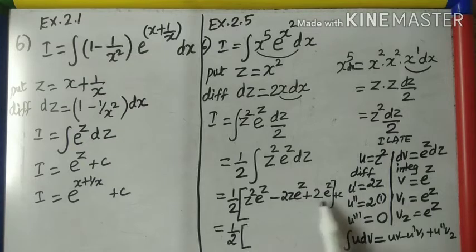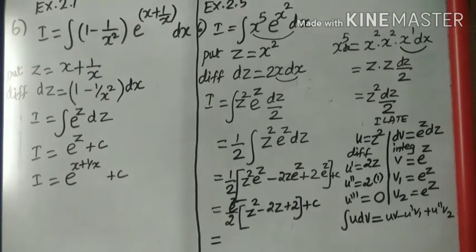In all the terms, e power z is common. Take it out. What is inside? z square minus 2z plus 2, plus c. Now, we have completed the problem.